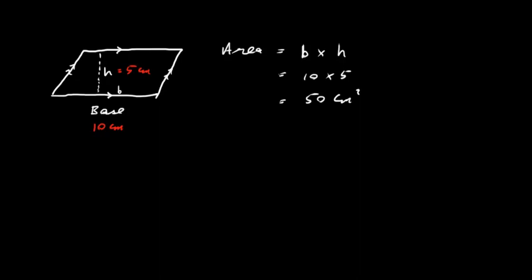The perimeter would just be the 10 plus whatever this is here, plus 10 plus this side here. You would just walk around the edges here, add up all the sides. That's your parallelogram. We're going to look at a trapezium now.